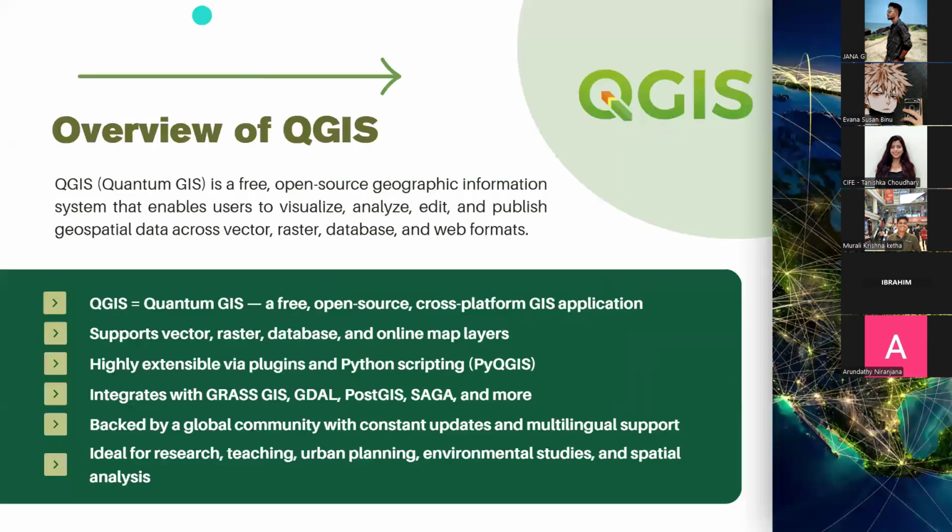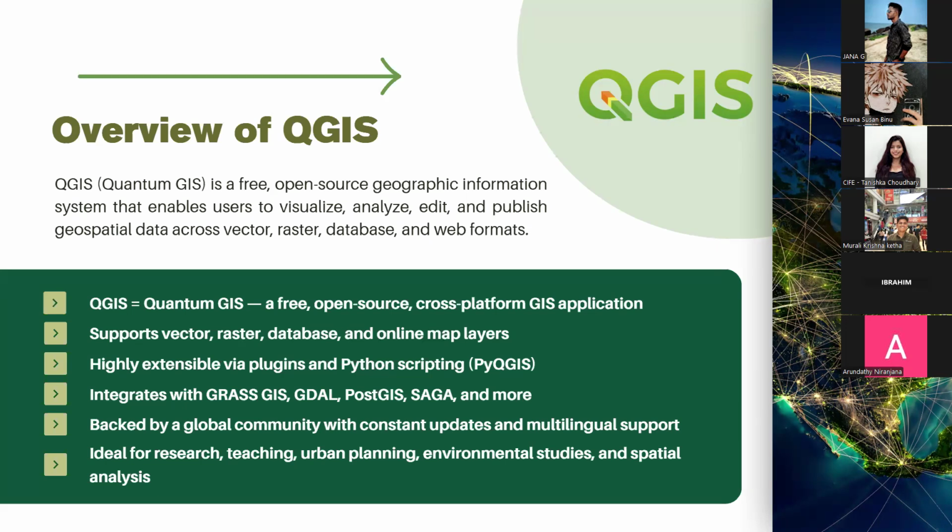I'll explain it. So plugins are like apps within apps. We can perform other analysis easily through our plugins. Commonly used plugins I have mentioned earlier, that is the semi-automatic classification plugin, SCP plugin. This is for satellite processing. Then comes quick map services. This is for base map addition.